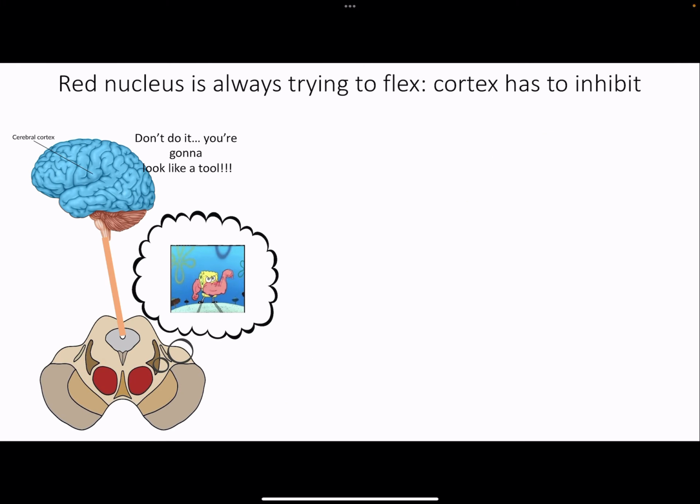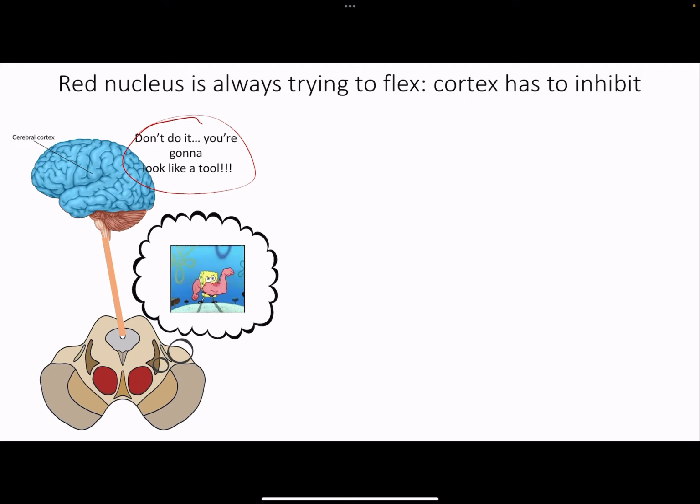All right, the red nucleus is always trying to flex your upper arms, but it's up to your brain to say, stop doing that. This happens for a lot of primitive reflexes as well, right? The Babinski, you want to point your toes towards the ceiling, and your cortex has to suppress that. So if you have an upper motor neuron lesion or some cortical infarct, you might have a reemergence of these primitive reflexes. So it's a similar thing here: the red nucleus wants to flex and the cerebral cortex has to say no.